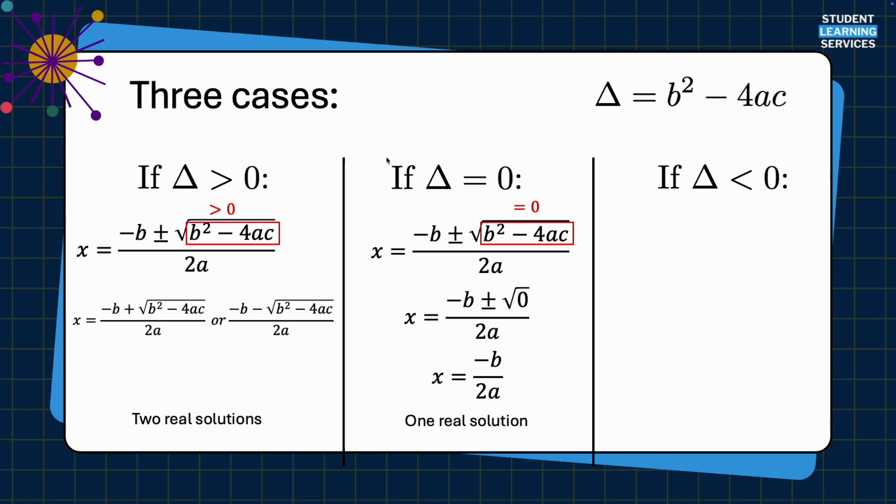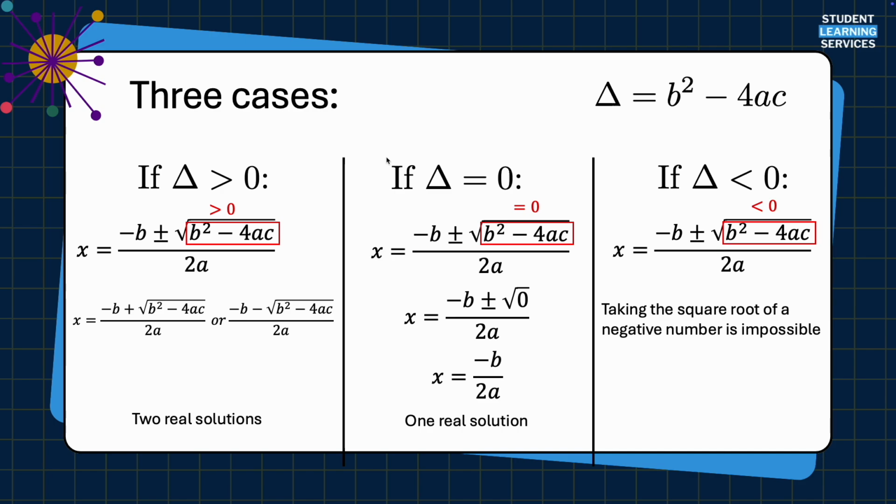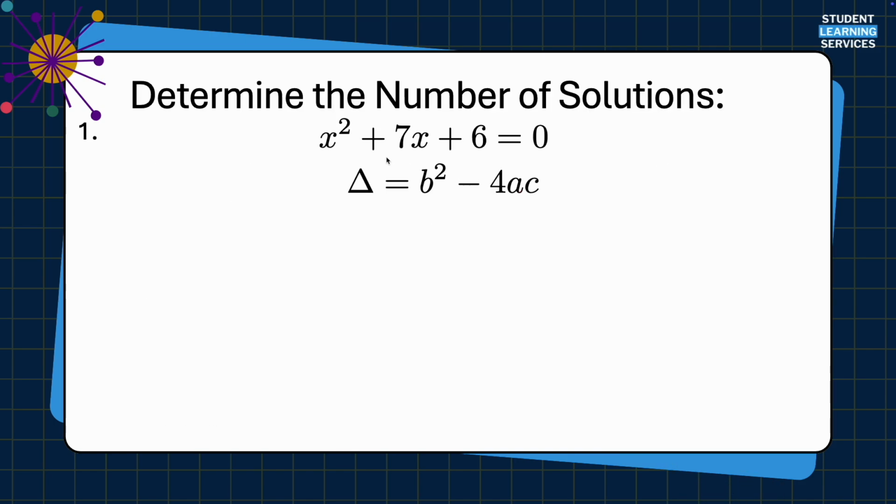If delta is less than 0, that means b squared minus 4ac is negative. And can we have a negative number inside a square root? No, that's impossible, which means we have no real solutions. What that means is we will be able to use delta equals b squared minus 4ac to determine the number of solutions before we even solve it.